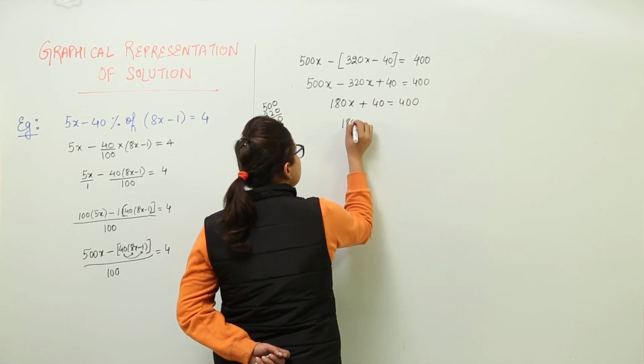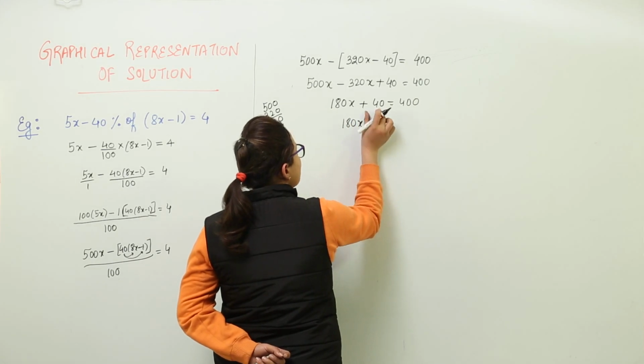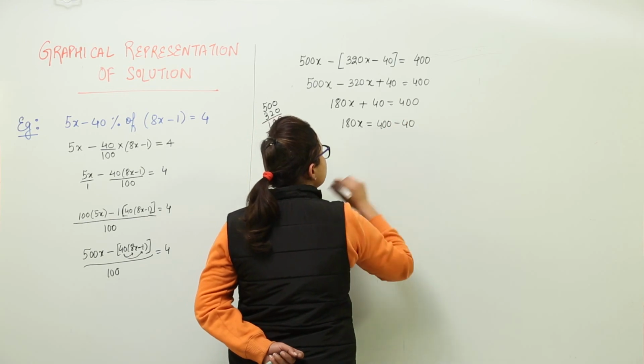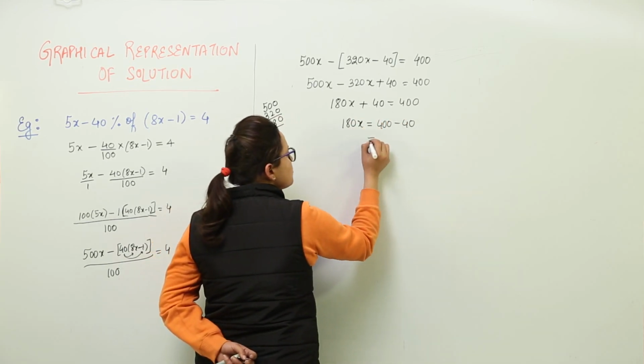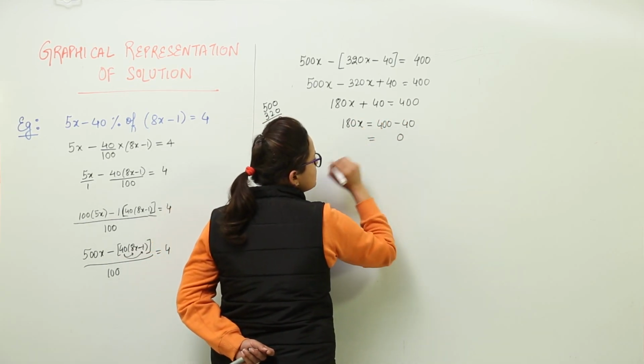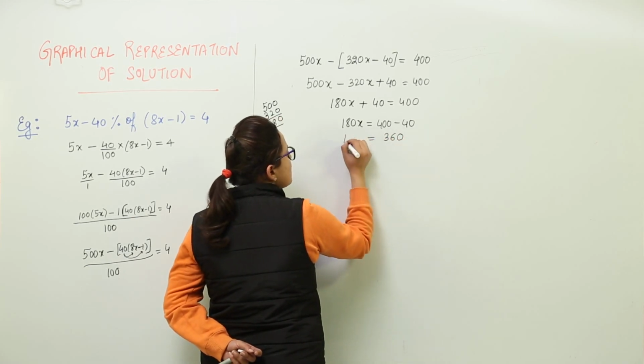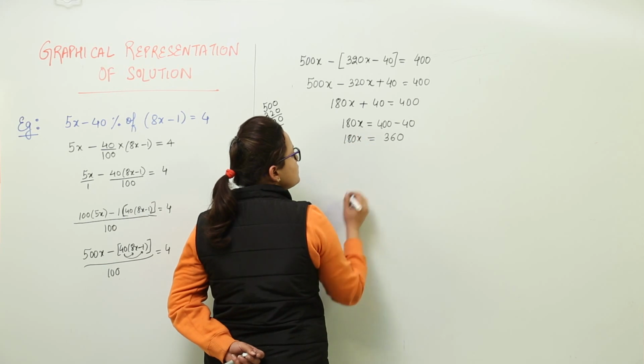Now 180x remains the same and 40 is transposed to the other side where it is getting subtracted because it was added over here. So we get 0 minus 0 is 0, 10 minus 4 is 6 and 3. So now we have 180x equal to 360.